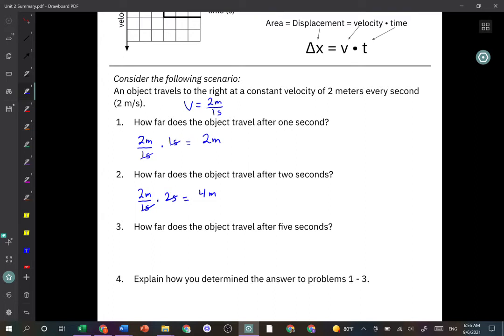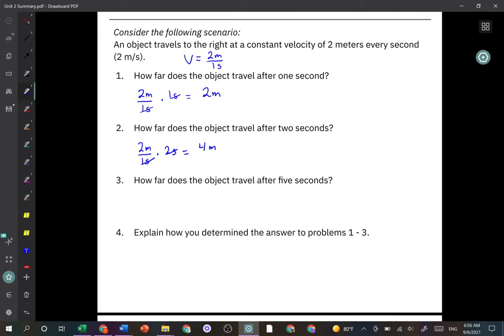How far does the object travel after 5 seconds? Well, we're still traveling at that same velocity, 2 meters every 1 second. Traveling for 5 seconds means we'll have traveled a distance of 10 meters. Question 4. Explain how you determined the answer to problems 1 through 3. Well, what I was doing was I was showing my work in each of these problems, where I was using a little bit of our proportional reasoning that we talked about back in Unit 1 to show that my units canceled to figure out my final distance traveled, or, because we're using velocity, that change in position.